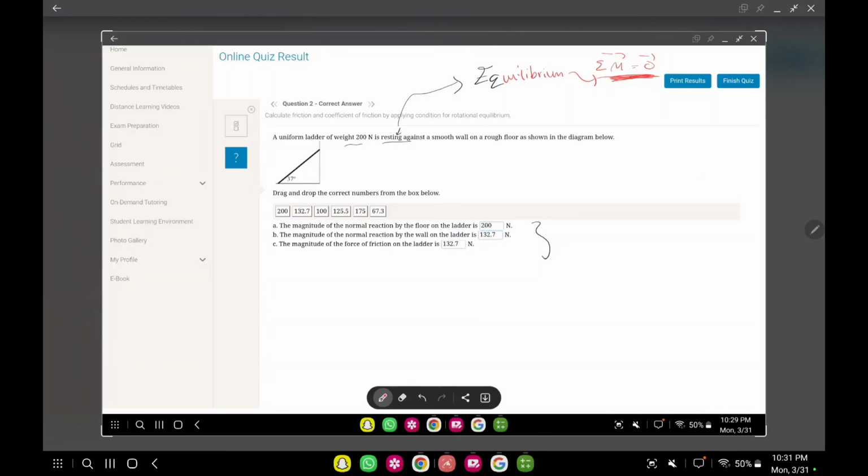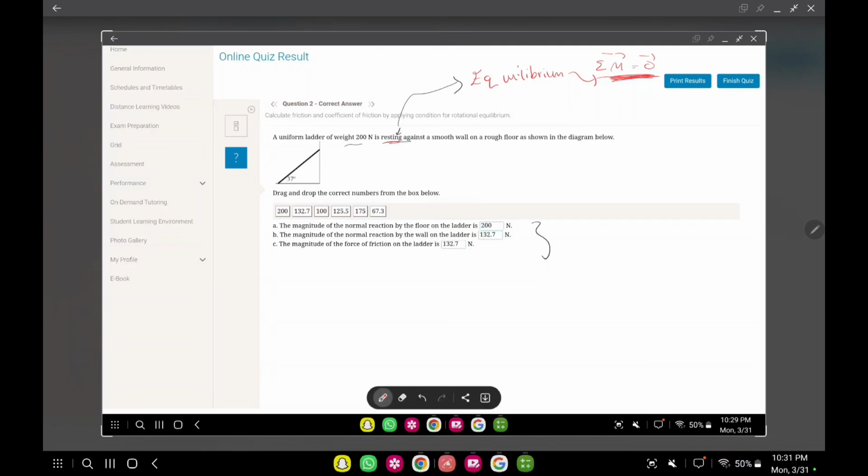So, I'm sure you would want to know, do I use sigma M equals 0 in this case? Do I not? I think you should be able to figure it out on your own. Are there any moments here? Of course, there are plenty of moments. You have a whole ladder. If this wall wasn't here, what's going to happen? It's going to rotate around this point and fall down, right? So I just wanted to establish that.